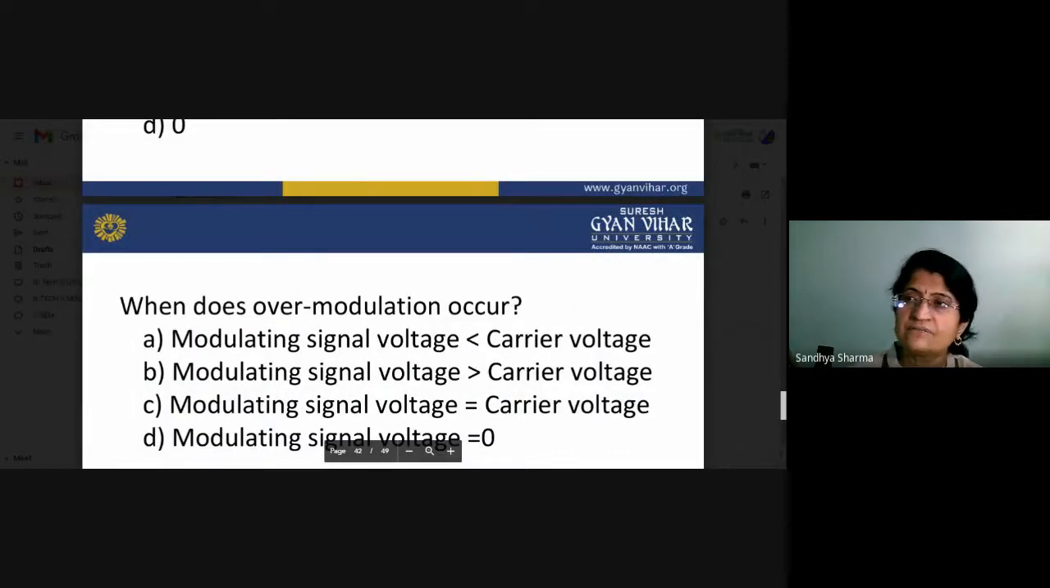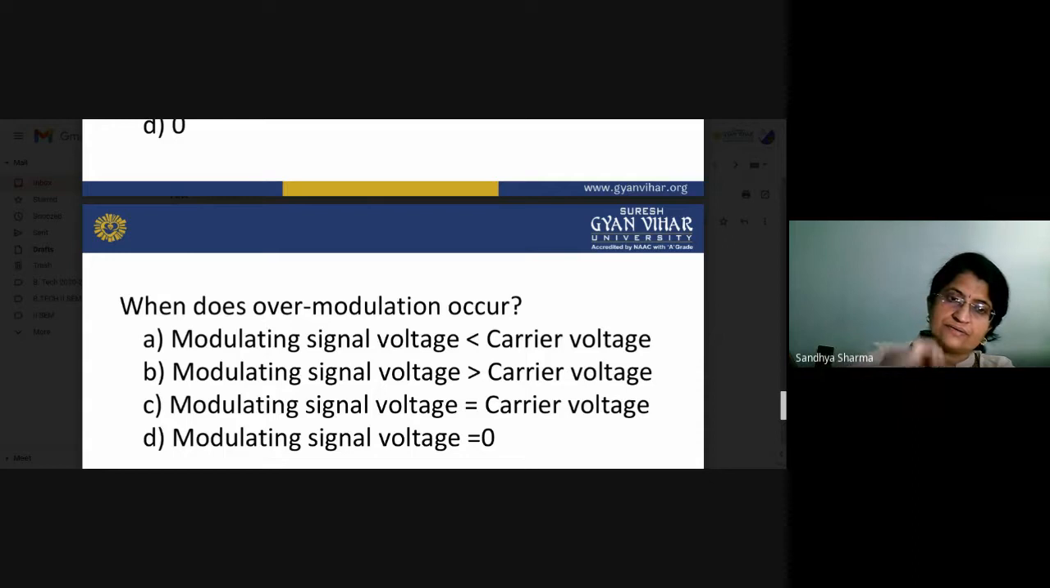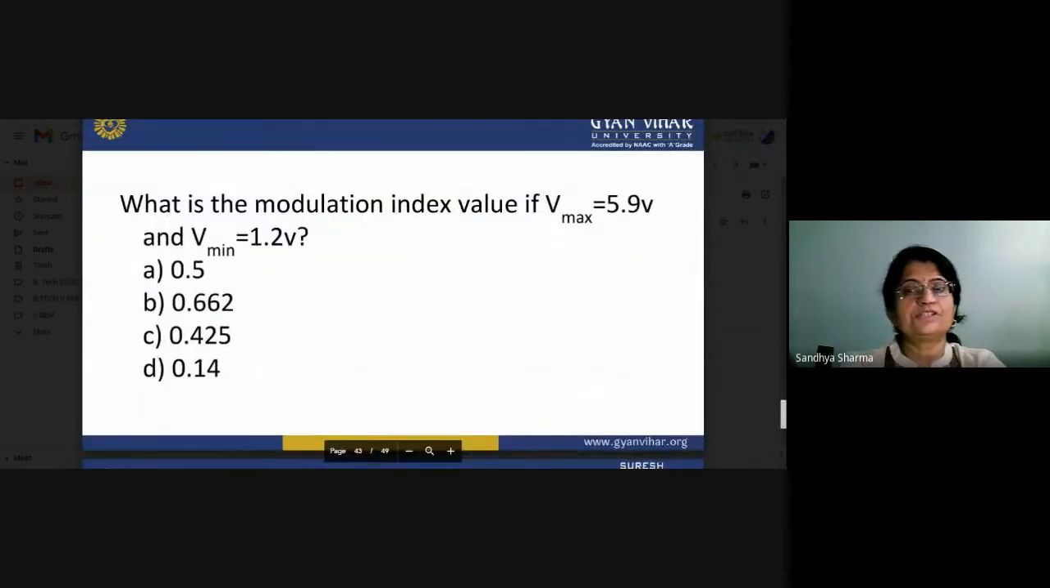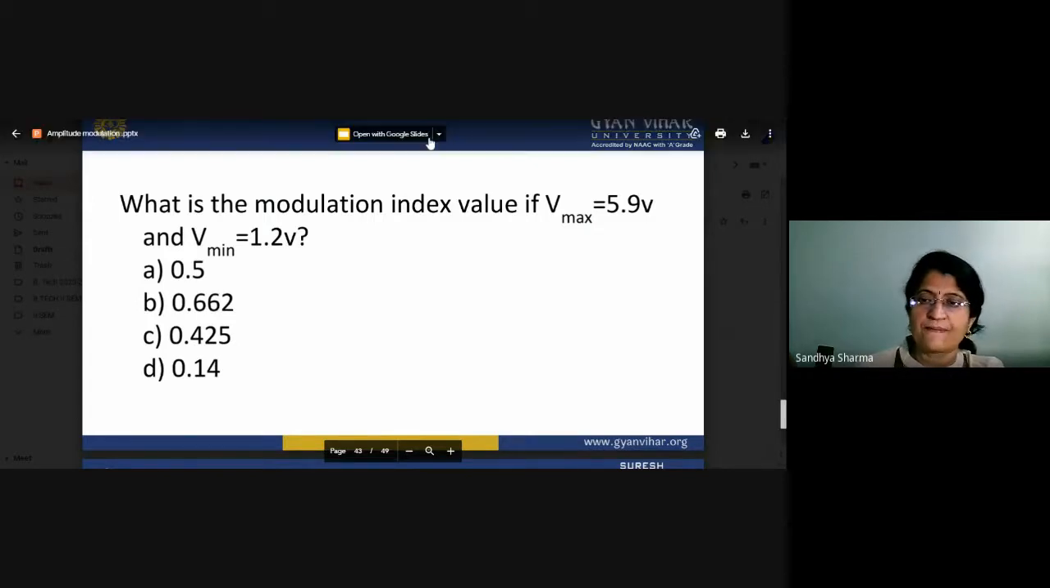What is the particular condition of over modulation? When the modulating signal voltage is very high with respect to the carrier voltage, that will be over modulation. What about the modulation index value? Vmax is this and Vmin is 1.2 volts. The values are given, and you can calculate it by your formula.